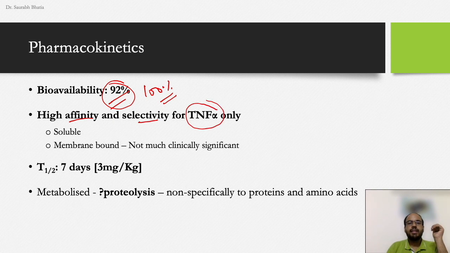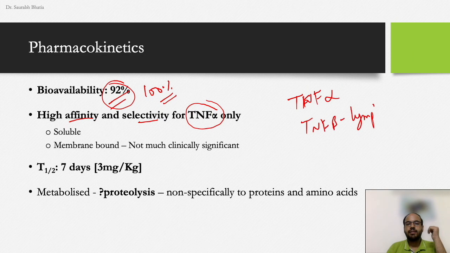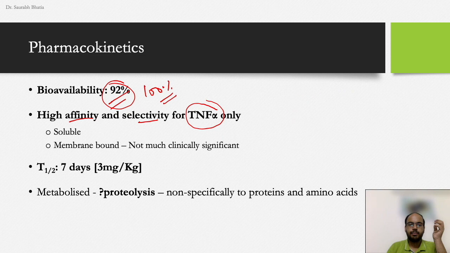Now remember that there are two different kinds of TNF. Basically, you have TNF alpha and then you have TNF beta. And TNF beta is also known as lymphotoxin. Okay, and many of the TNF alpha inhibitors also block TNF beta, but infliximab does not. Infliximab has high selectivity for TNF alpha only. Okay, so TNF alpha only.